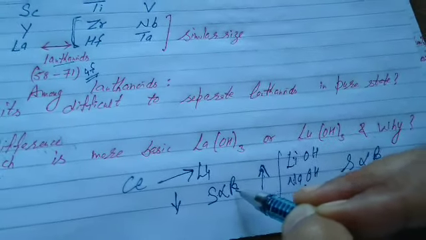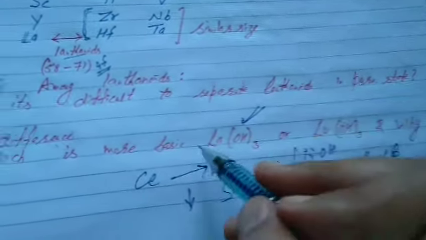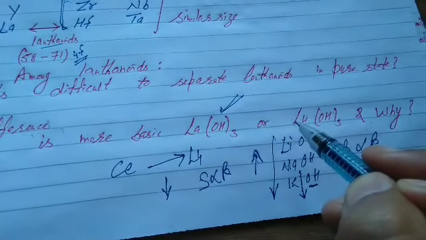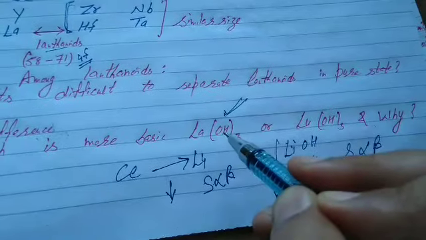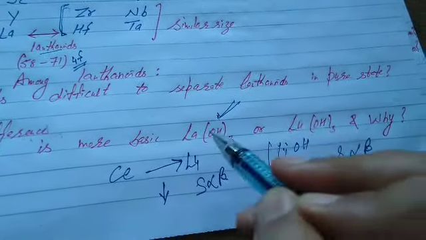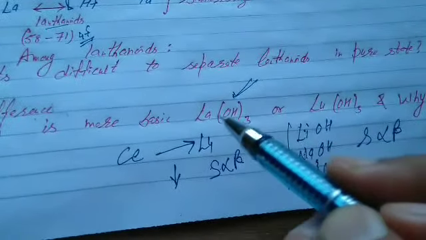Now it's clear which is more basic, students: lanthanum hydroxide. Again, due to lanthanoid contraction, the size of the lanthanoid ion decreases, so its tendency to form a stable covalent bond with the smaller hydroxide ion increases, hence basicity decreases. Again repeating, which is more basic?